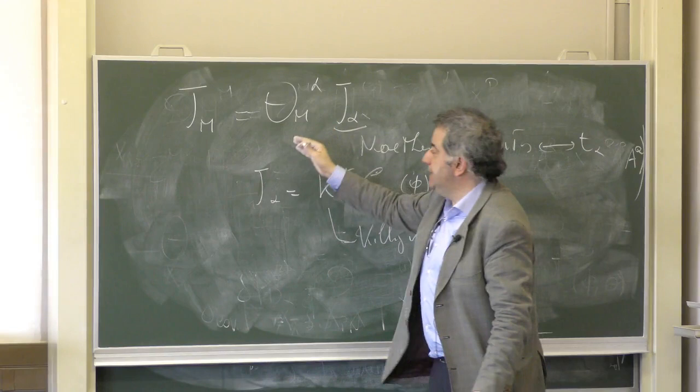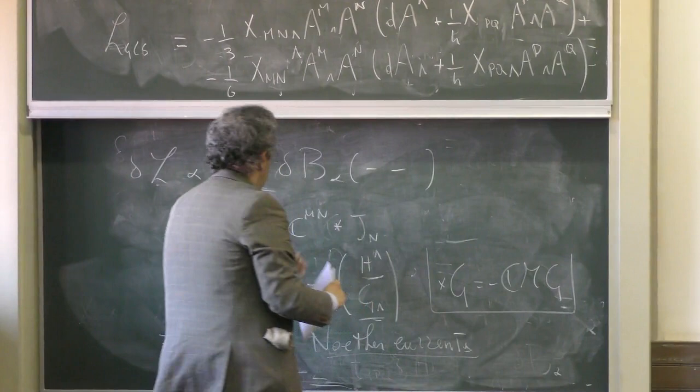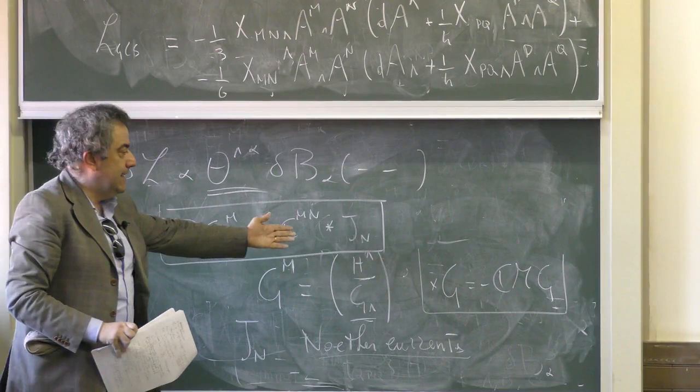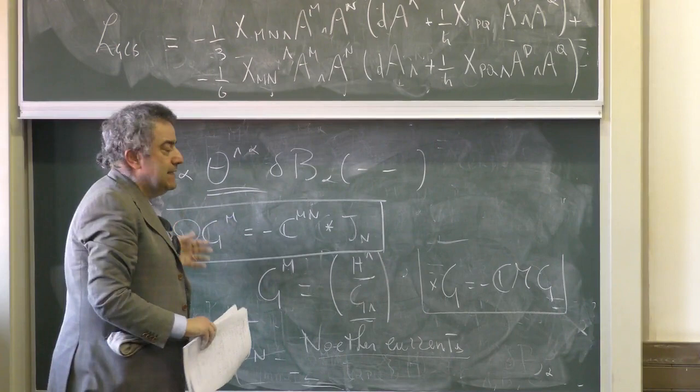Now you see that on the right-hand side you have the neutral current. On the left-hand side, you have a three-form, because this is D of a 2-form. This is a star of a 1-form, which is a 3-form. Okay? So you see that this is expressed explicitly in a manifestly G-covariant way.